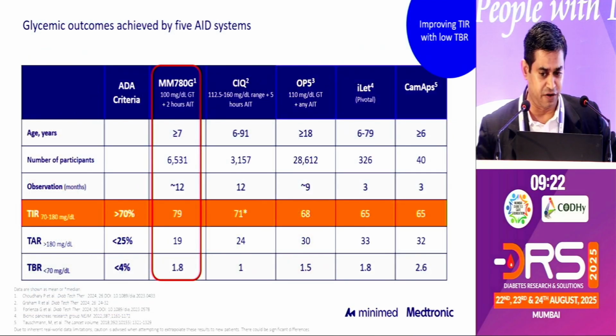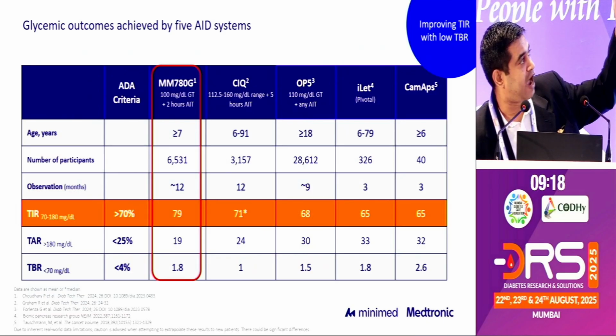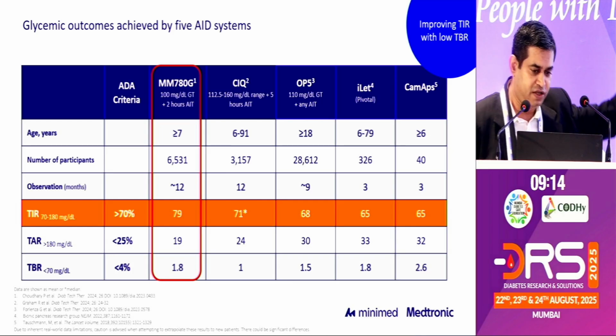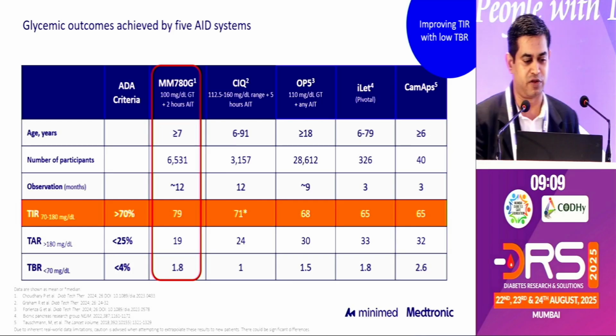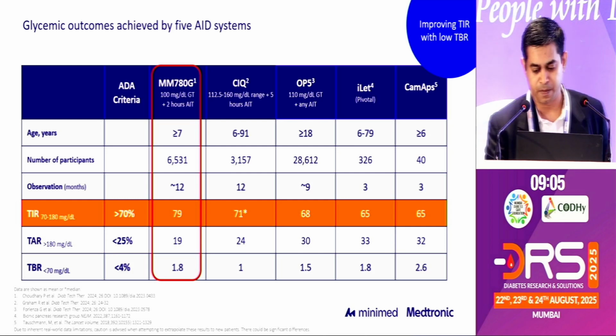And as I said, there are other systems in the world. You have Control IQ, Omnipod, iLet, CAMP-APS. India has only 780G. And you can see even if you compare, this is the data that this has the robust algorithm in terms of giving you the best time in range as compared to the other systems.